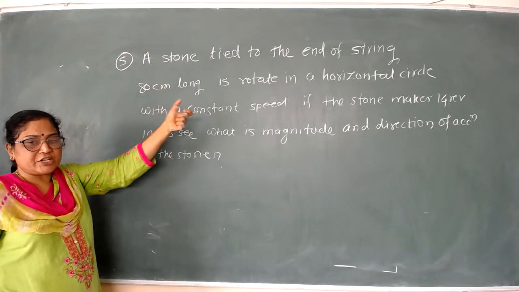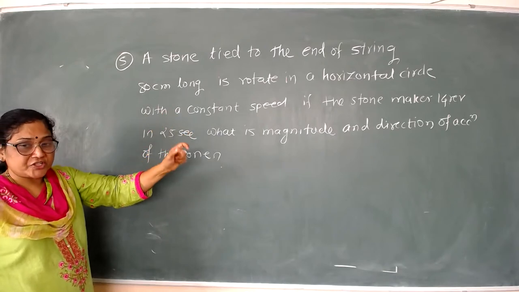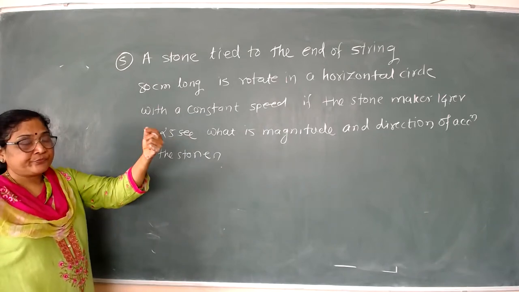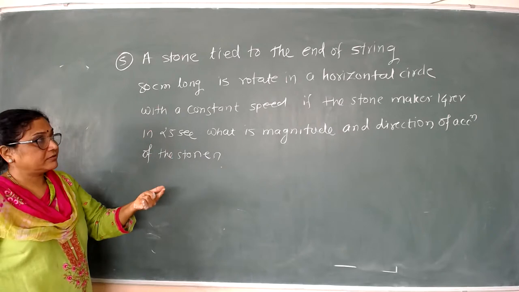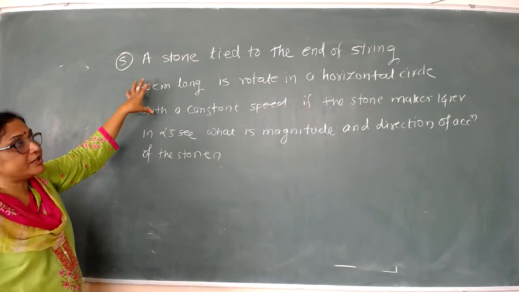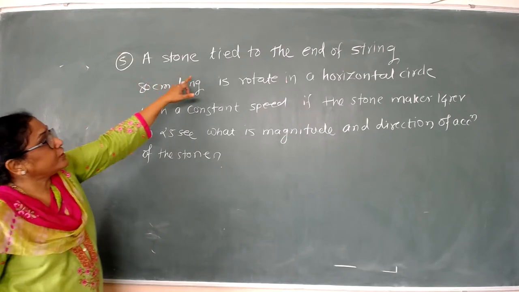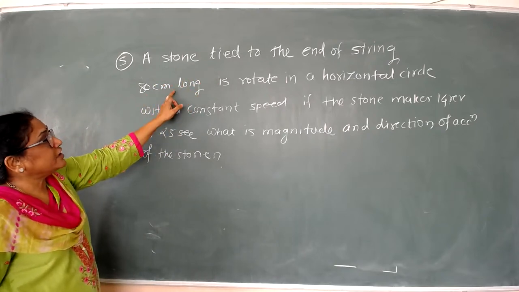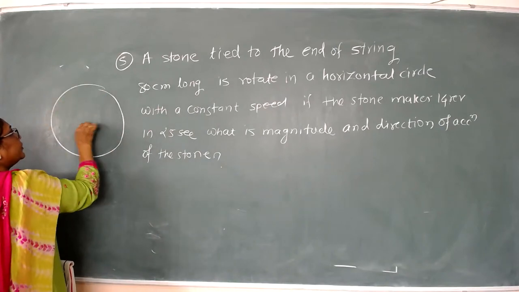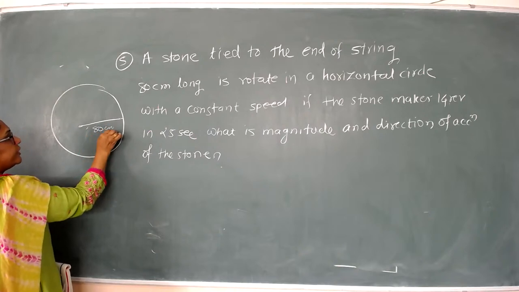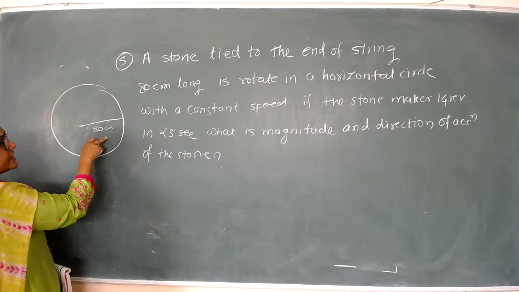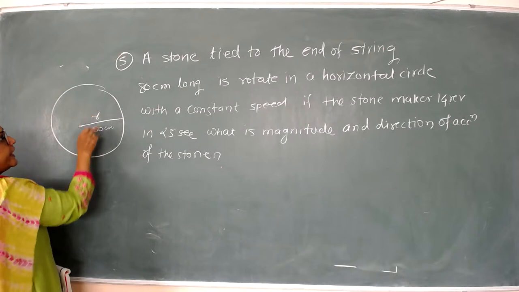Consider a stone tied to a string, with the other end of the string in your hand. If we rotate that string, the stone is also rotated in a circular path. Due to the rotation, an acceleration is possessed. That acceleration is known as the centripetal acceleration. So here, a stone is tied to the end of a string 80 centimeter long. 80 centimeter long means the radius is equal to 80 centimeter. We convert centimeter to meter. R is given as 80 centimeter.